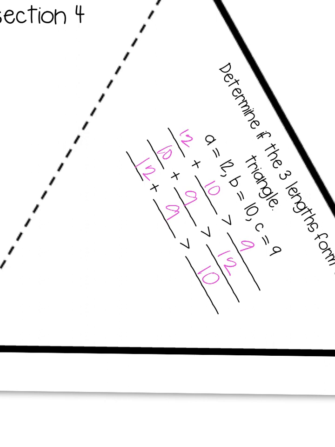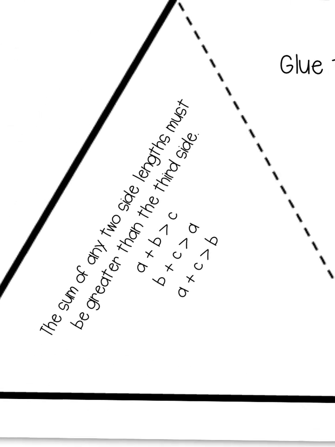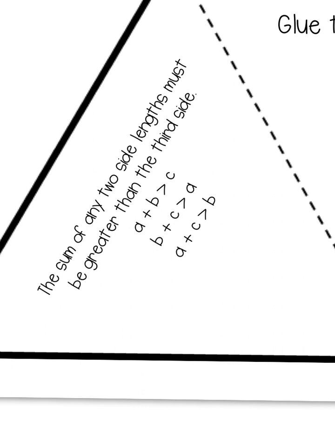12 plus 10 is 22, so that was greater than 9. That's 19, that's greater than 12, that's 21, that's greater than 10, right? So these 3 links, 9, 10, and 12 will form a triangle, okay? We can also just write what we know to be true. So find a spot where you can write this.